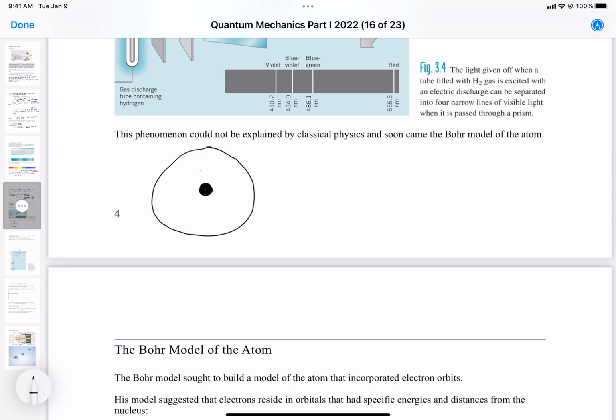And then surrounding the nucleus was this empty space, and we consider that to be what we call the electron cloud, right? So here's the electron cloud, and here is the nucleus.